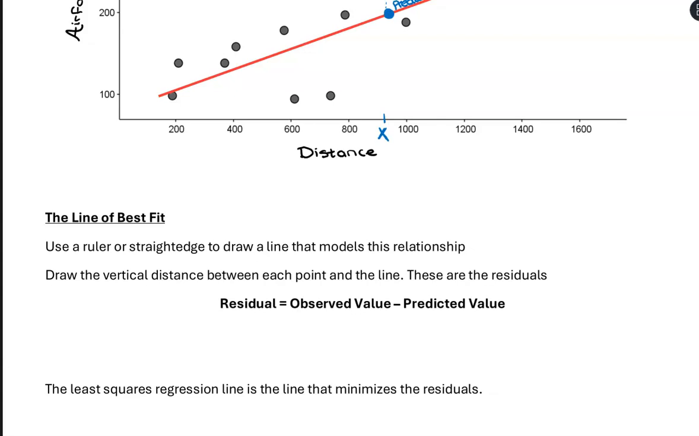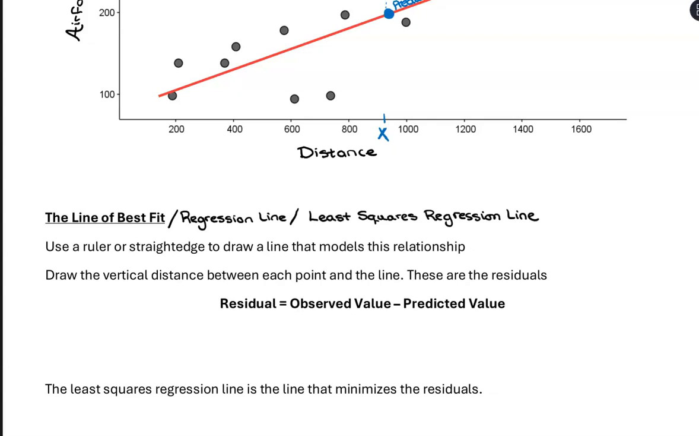But let's talk about this line of best fit. So line of best fit, regression line, or least squares regression line. All of those are the same. So just make note that there is different vocabulary, but they all mean the same exact thing. So it's going to be an equation of a line that we're getting at here.